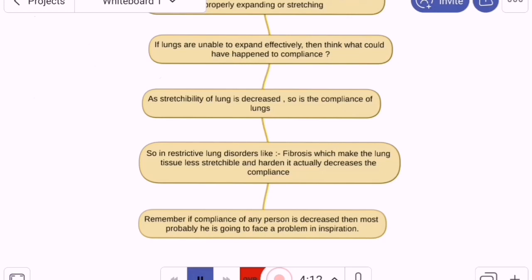Now, another thing. Remember, if the compliance of any person is decreased, then most probably he is going to face a problem in inspiration. And there are also real tests based on that. Suppose I go to a clinic and have my compliance test done, and the reports come out and my compliance of the lungs is decreased. So if my compliance is decreased, then you should be pointing out that I must be definitely feeling problem in inspiration of air. And that is how the compliance actually relates with the real life disorders and conditions.